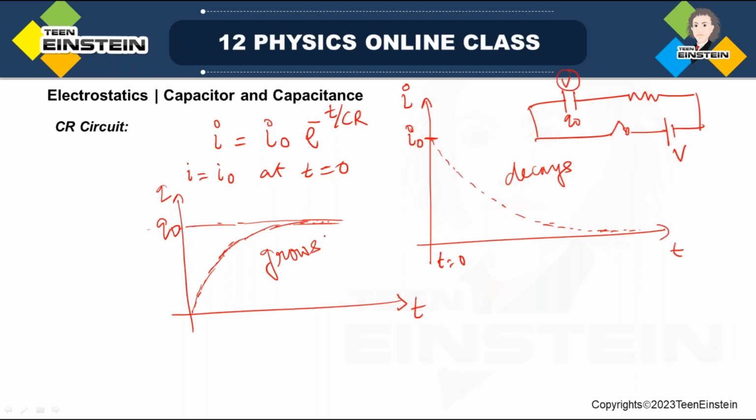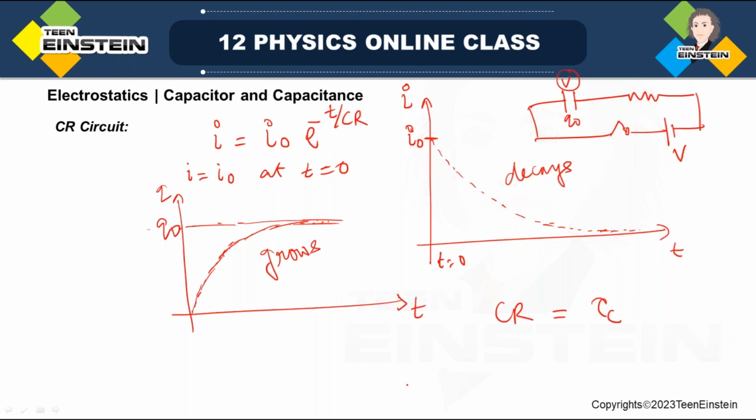In both cases, for the charge to reach its maximum value and for the current to reach its minimum or zero value, it takes a longer time, and that time depends on the time constant CR, tau c. If tau c is large, it will take a large time to charge or discharge.